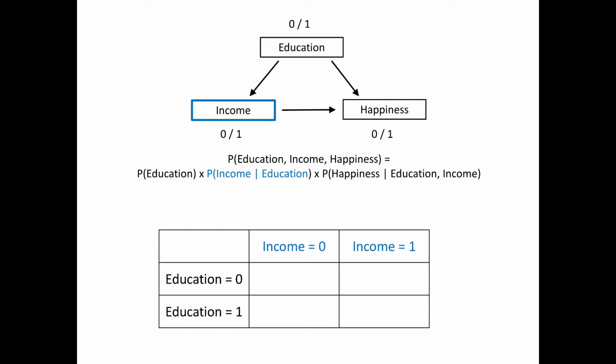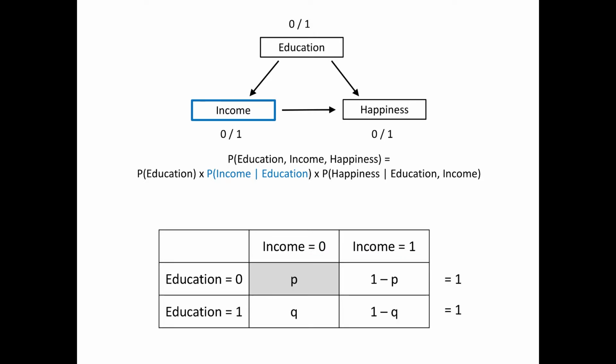When there is only one variable in the conditioning set, the number of rows will be equal to the number of categories a variable can take. Before assigning probabilities to this table, let's understand how to read its entries.